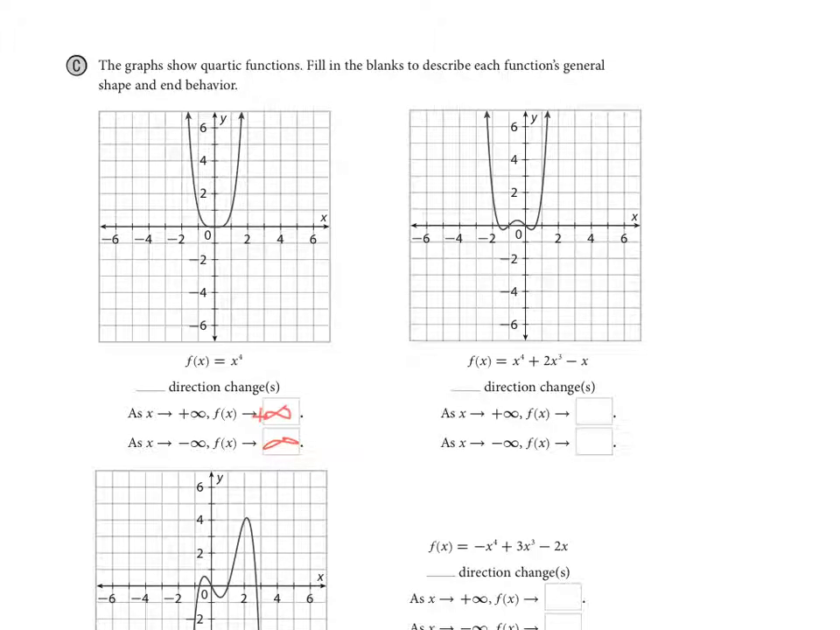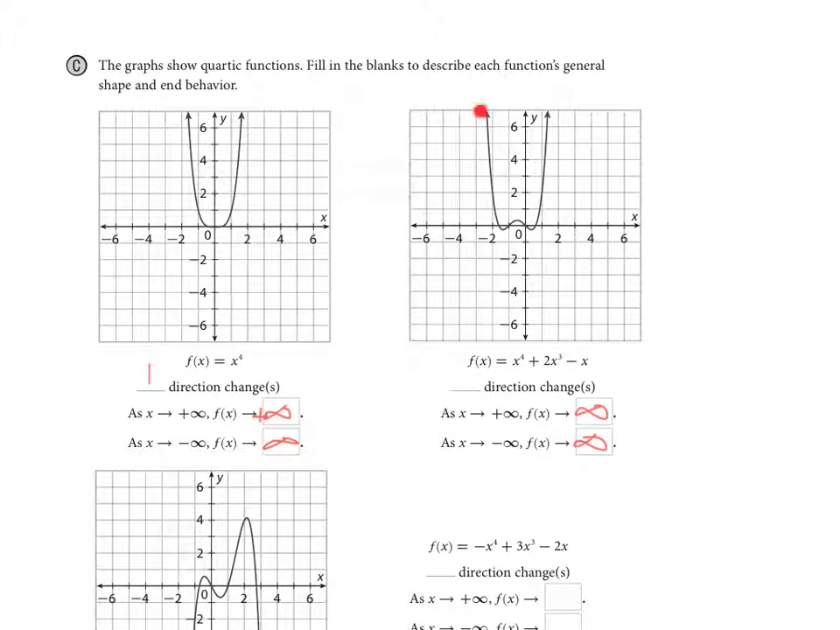Here's a different polynomial function. We put it in a graph. Okay, as x goes to positive infinity, again as you go to the right, where's this going? It's going up to positive infinity. And then as x goes to the left, right here, it's again going up to positive infinity. Okay. Now, let's talk about the direction changes. How many times does it change direction? For this one, it changes direction one time. The reason is that as you go from left to right, it goes down and then it goes up. So it has one direction change.